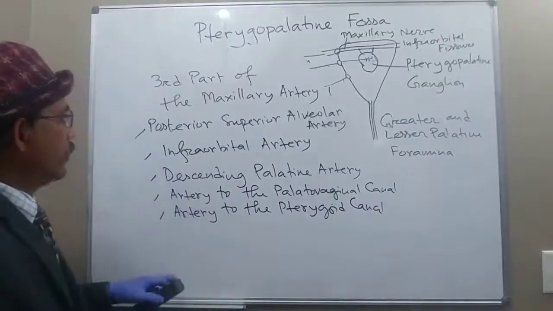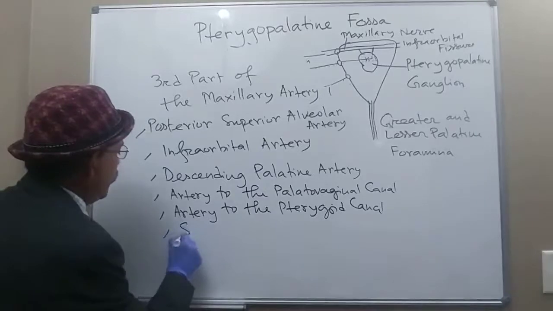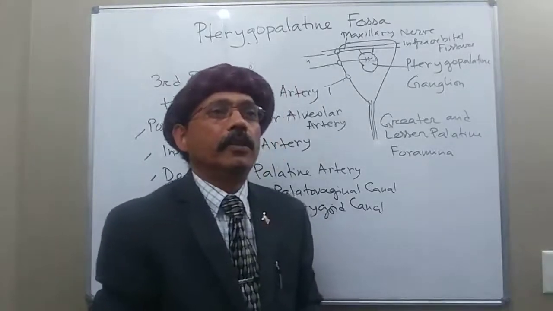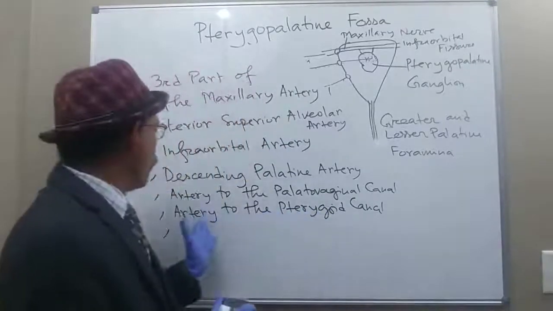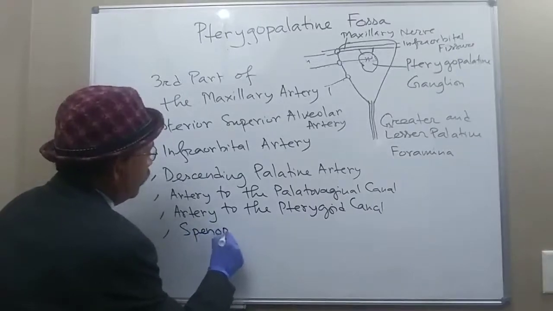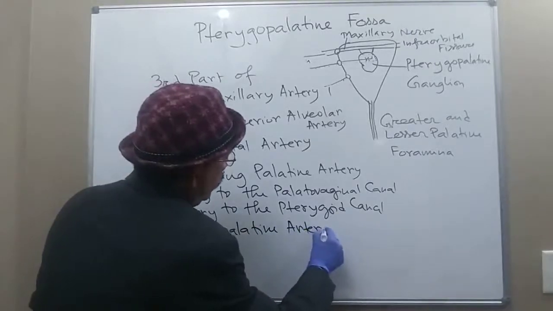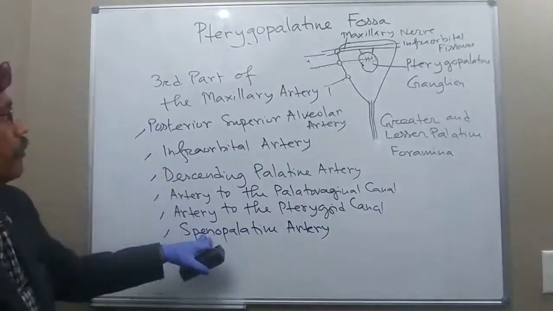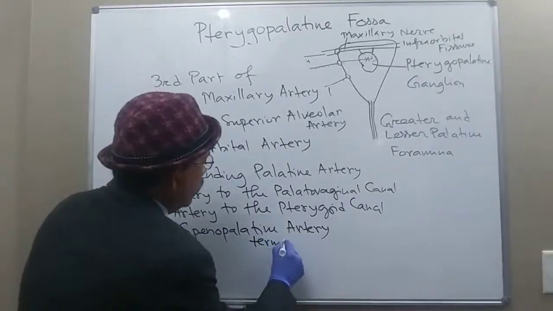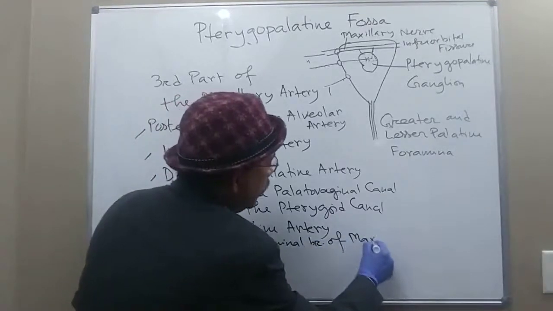We get the artery to the pterygoid canal, and we get the sphenopalatine artery, which is an important artery, the sphenopalatine artery. This artery is the terminal branch of the maxillary artery.